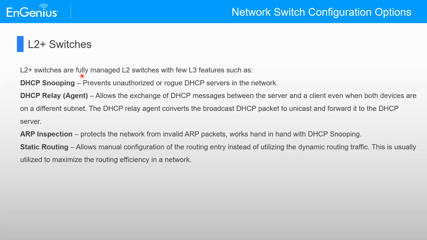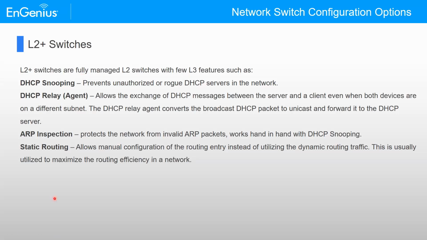Now, layer 2 plus switches differ from the rest of the switches in that they have the full layer 2 functionality, VLANs and all that, but with some L3 features built in. This differs from brand to brand, but for EnGenius, L2 plus switches are our ECS switches. All the cloud switches are categorized as layer 2 plus switches. So these are the advanced options that are usually found only on layer 3 switches.